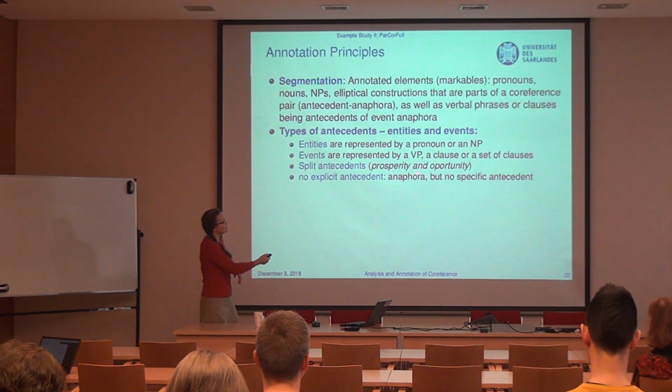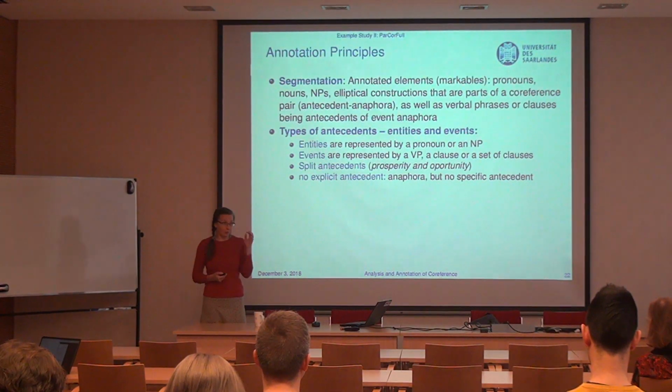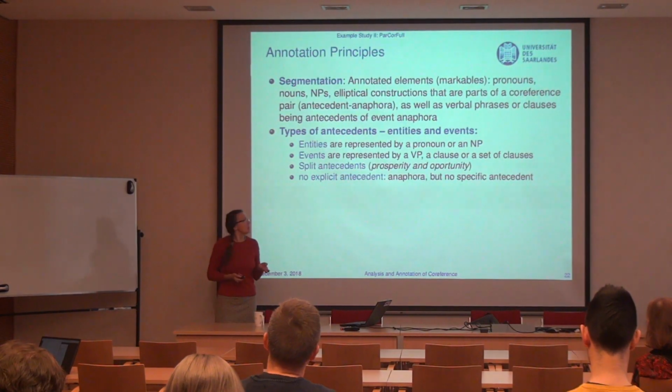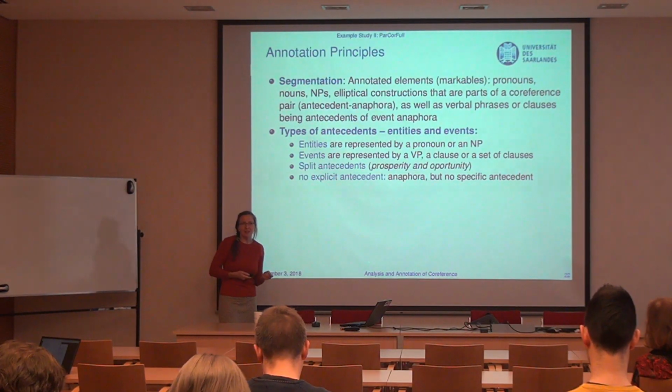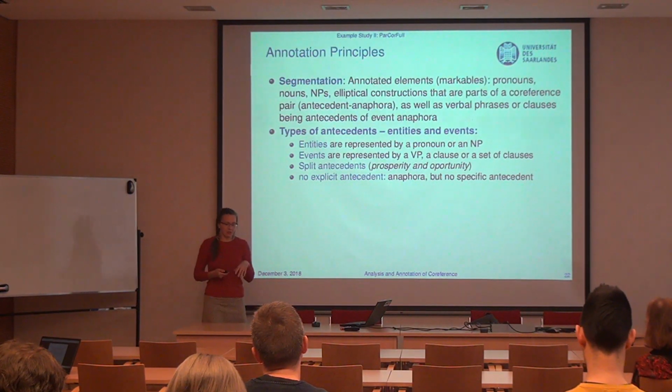Well, here you have an example, prosperity and opportunity, which is just two nouns, two entities, but we also have sometimes two events which are connected. And we have also a category no explicit antecedent. Sometimes we have an anaphor, but no specific antecedent could be identified. This is especially important for texts which are very ambiguous. Sometimes it's really difficult to define what is an antecedent.